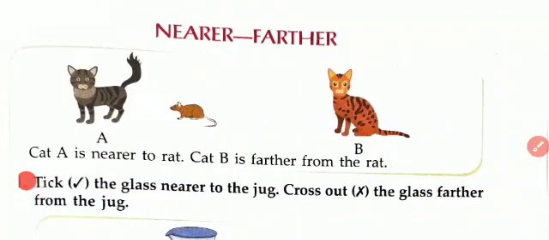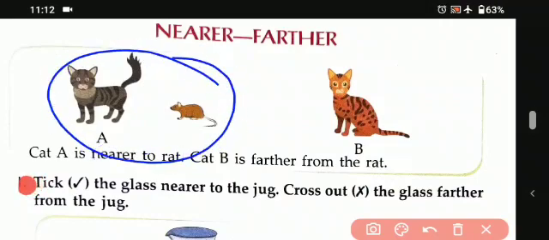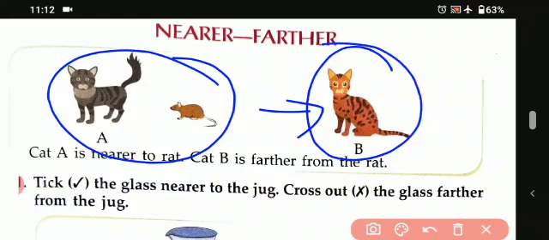So now we have done this much. Now we will be studying which is nearer, or very close to us, and which is further, which is far away from us. So there is an image of a cat and a mouse. They are nearer to each other, and there is a big cat which is further from them. Like we can see here, they are nearer and she is further.